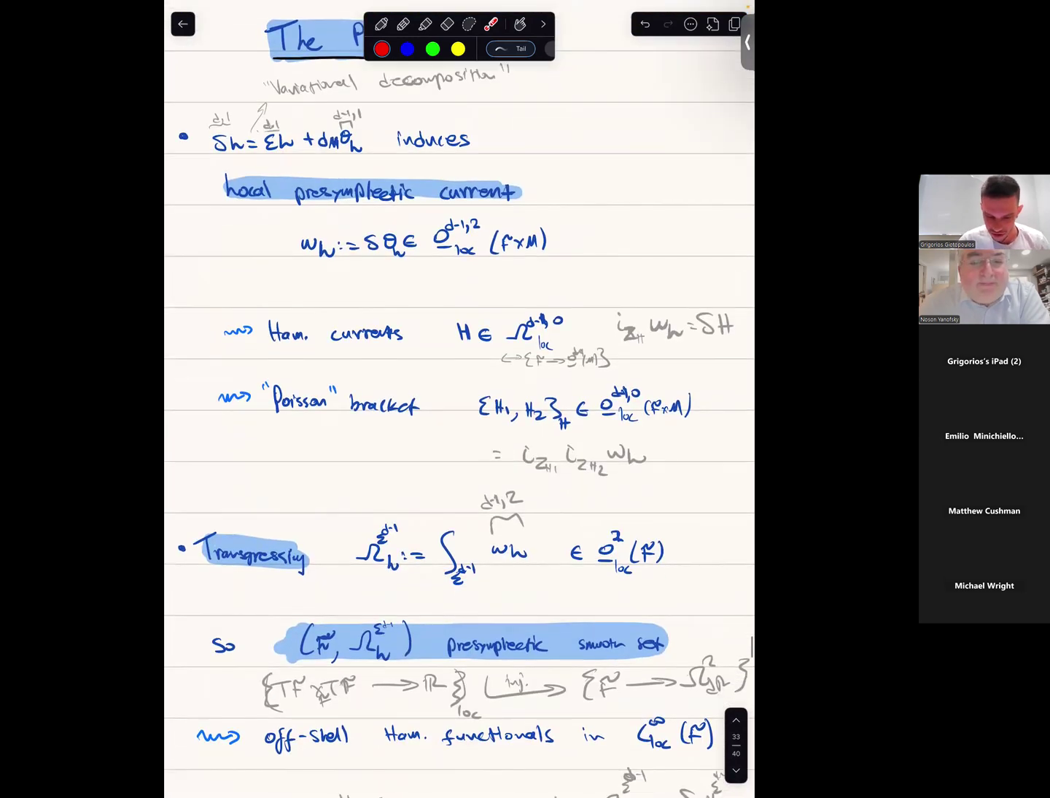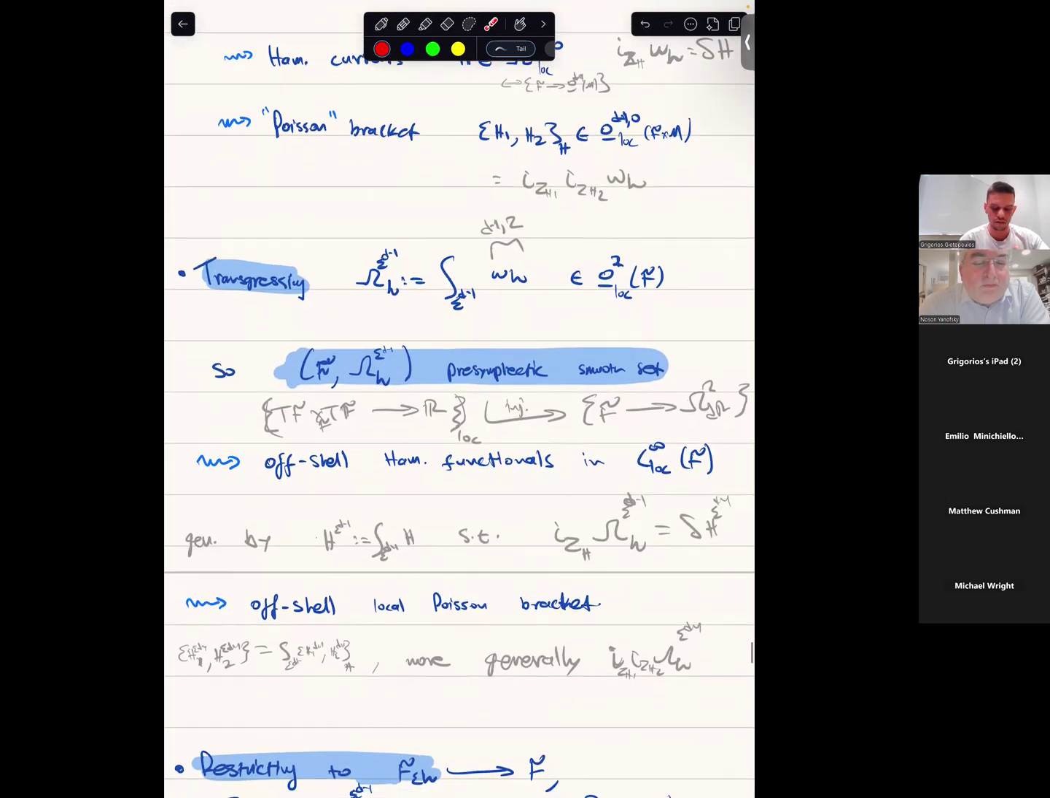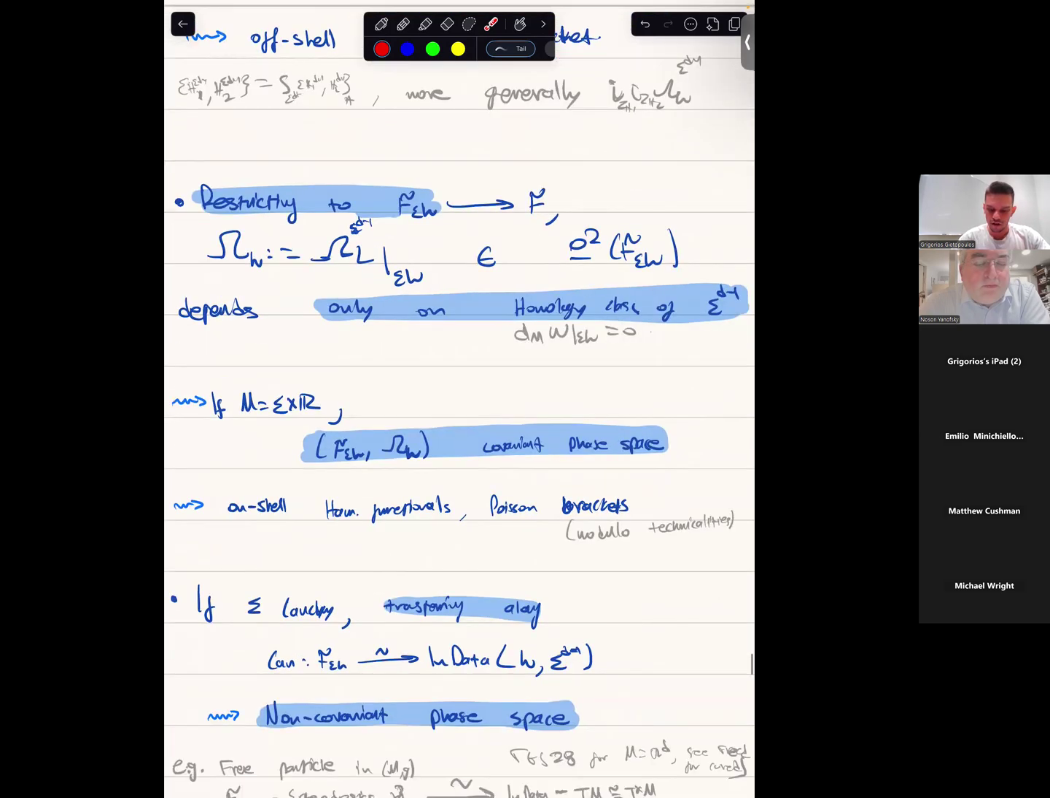Let me not go into it, but as I said before, for the phase space, the point is that the on-shell space of fields, which we've identified as this intersection, this pullback diagram in thick and smooth sets, is not just a thick and smooth set, but it has an extra naturally induced structure for local Lagrangians, which is a local pre-symplectic current. This induces Hamiltonian currents, Poisson brackets. You can do transgressions, and all of these are maps in thick and smooth sets. That's the idea here, and this is the construction.